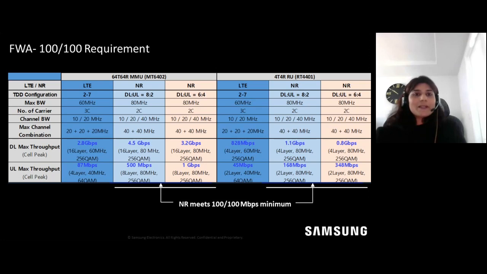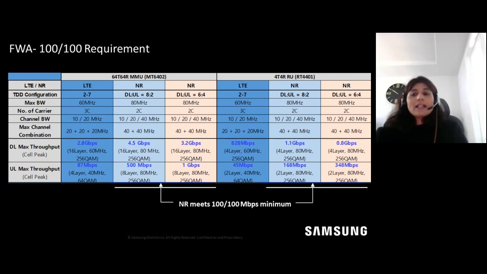On the left-hand side of the table, the massive MIMO 64T64R capacities are mentioned, and on the right-hand side, 4T4R capacities are mentioned. One of the key benefits of NR, other than the high bandwidth, is the flexible configuration of uplink and downlink. We offer two types of configurations: 8:2, which is for downlink-intensive service, and 6:4, which is used for uplink-intensive services.